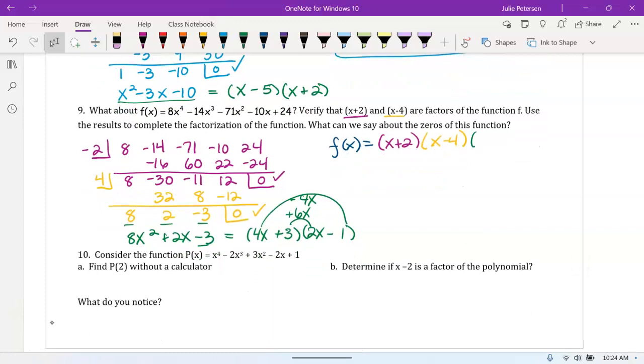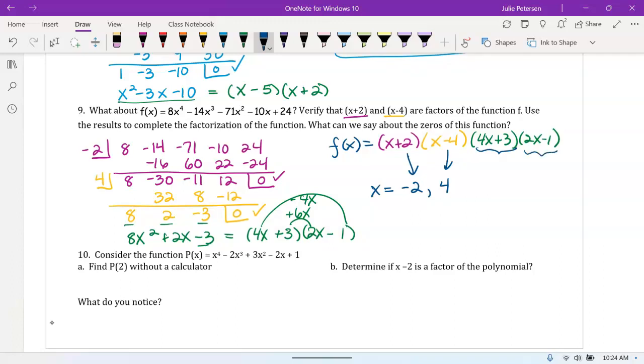Alright, so we are factored, and then I've got 4x plus 3 as one factor and 2x minus 1 as another. Now that we have this fully factored, we could just go ahead and identify all of the zeros. So if I wanted to identify the zeros, x plus 2 as a factor gives us negative 2. x minus 4 gives us positive 4.